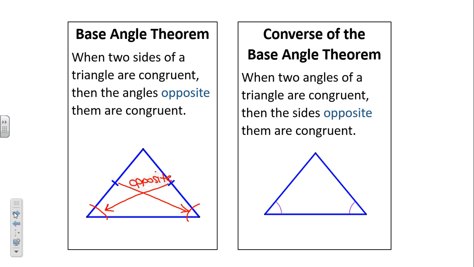The converse of the base angle theorem also holds. It says that when two angles of a triangle are congruent, then the sides opposite them are congruent. So we have base angles that are congruent. That's going to make the sides opposite them congruent. That's going to make the legs congruent.